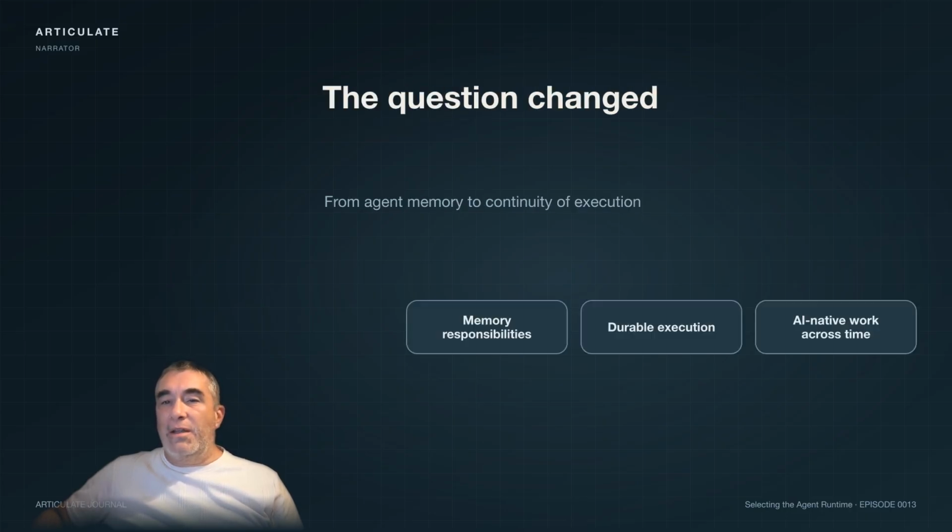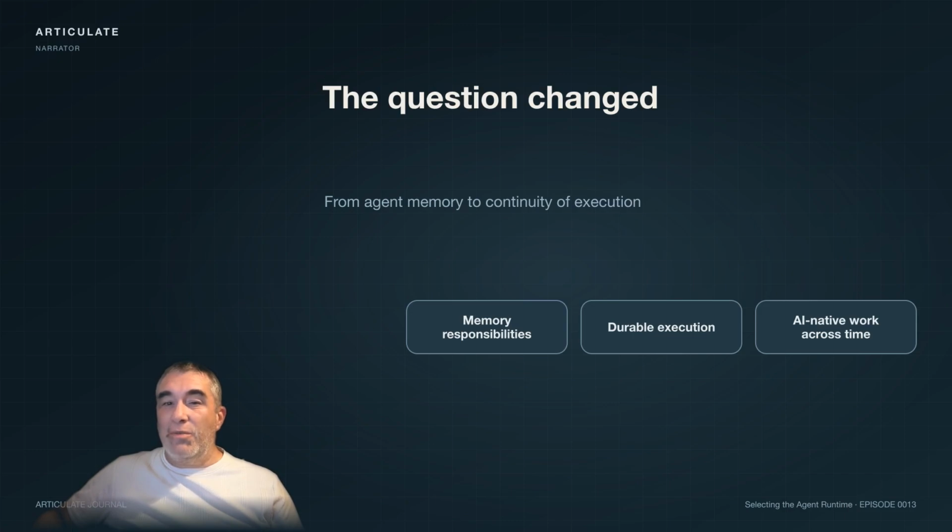The interesting thing is that I'm no longer answering quite the same question I started with. Initially, I was asking, which agent runtime should Articulate use? But exploring memory changed that. Most of what gets described as agent memory doesn't actually belong to the runtime. Architectural knowledge belongs in the knowledge model. Conversation history belongs in a conversation capability. Embeddings, indexes, and caching support retrieval. External systems remain responsible for their own data.